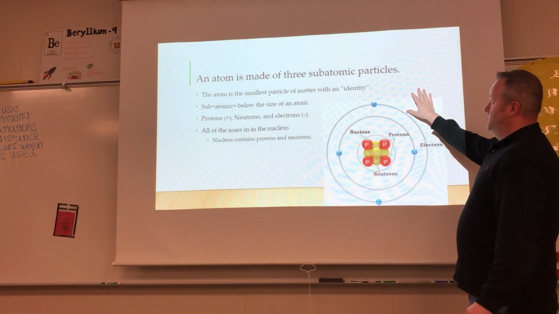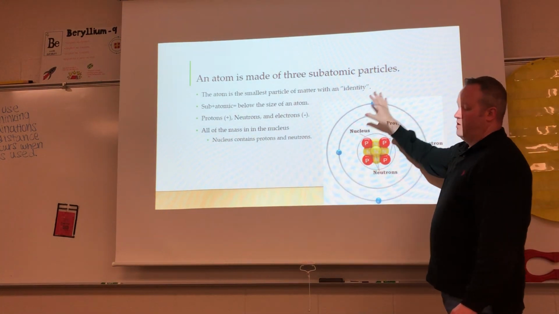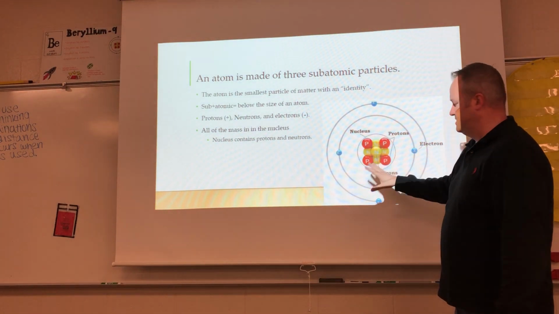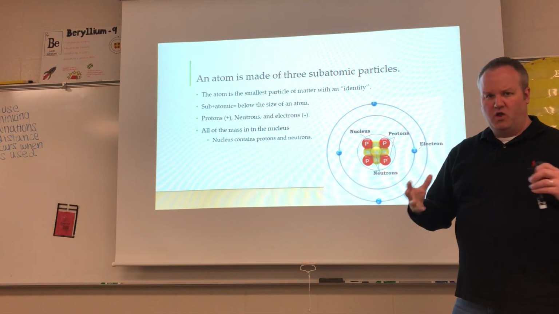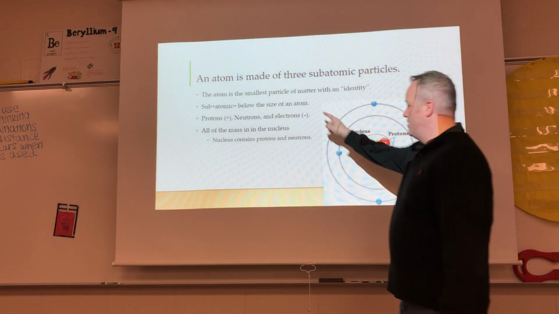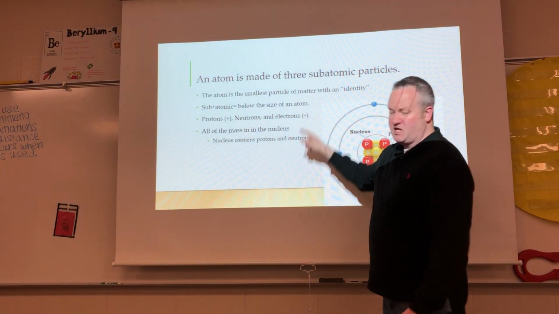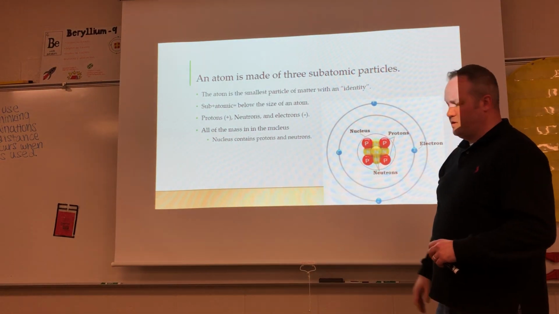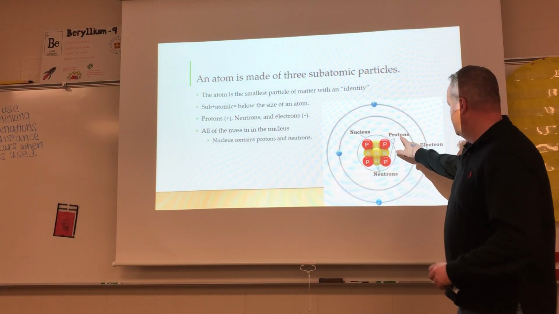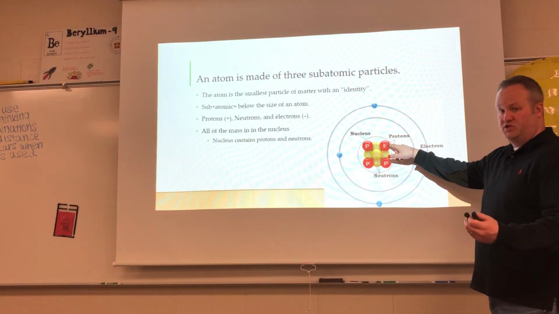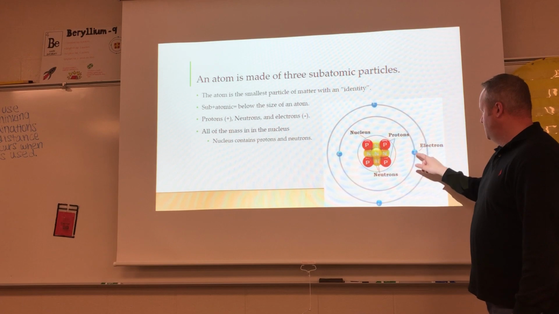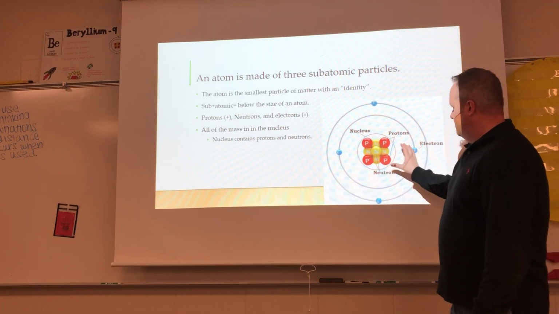Looking at the periodic table, there are some important things to know about how the atoms are structured. Every atom that exists is made of three smaller particles called subatomic particles. Subatomic particles are below the size of an atom. And those three subatomic particles are protons, the ones here that are shown in red on this Bohr model, neutrons, the ones that are in yellow, and electrons.